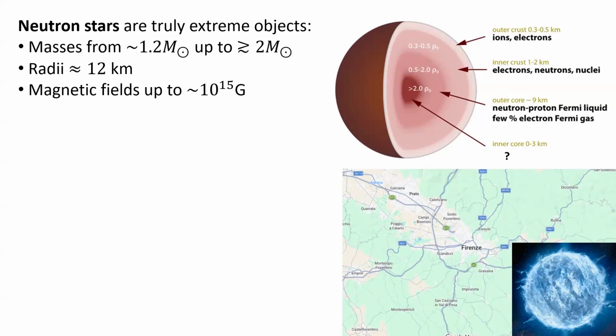Also, the magnetospheres of neutron stars host the strongest macroscopic magnetic fields in the universe. In so-called magnetars, the magnetic fields in the magnetospheres can reach up to 10 to 15 Gauss.